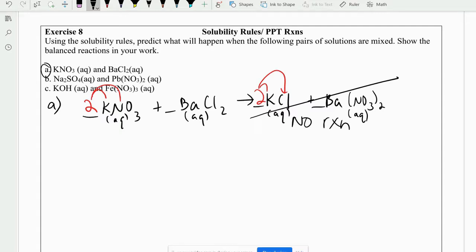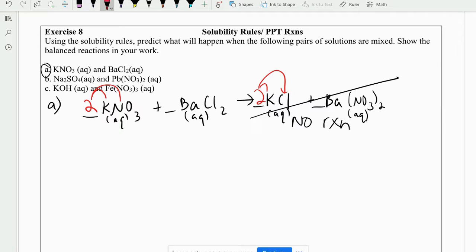All right. Now, I want you to try B and C, and I'm going to give you a hint. B and C will have solids forming. So I want you to use those solubility rules, write the balanced reaction, and determine which of your products forms the solid by consulting your solubility rules.